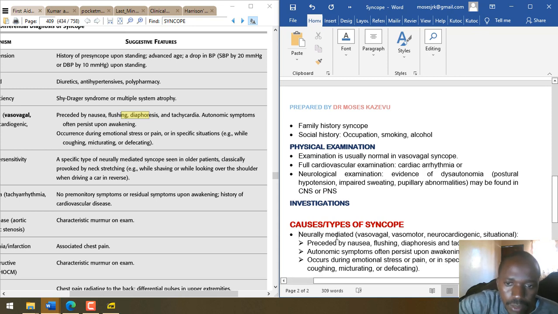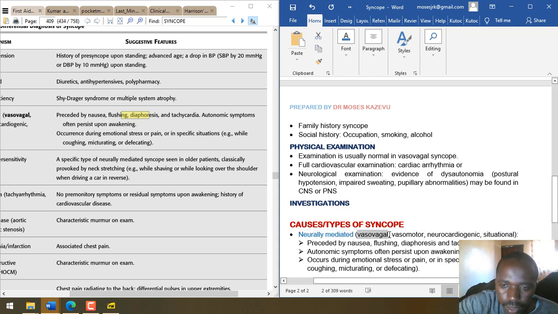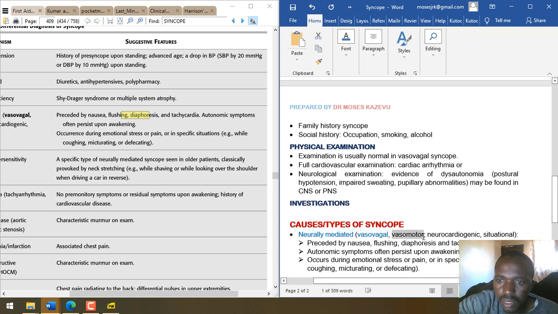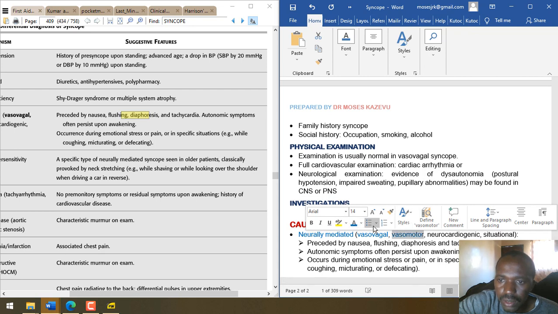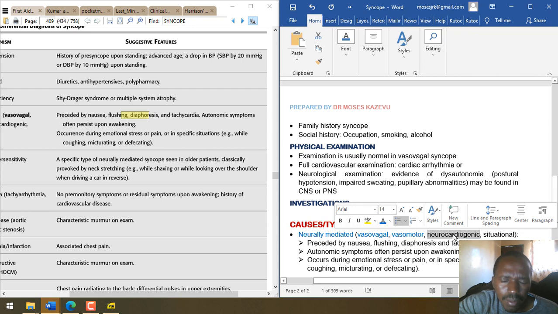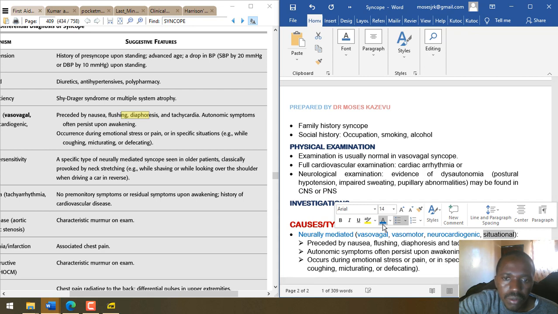So these are neurally mediated. So these are going to include vasovagal, which should be to do with the vagus; the vasomotor, more or less the blood vessels; neurocardiogenic, which I think should also be to do with the cardiac causes of syncope, because remember, arrhythmias can also cause syncope and pre-syncope. The situational should be the different situations that could lead to a syncope.